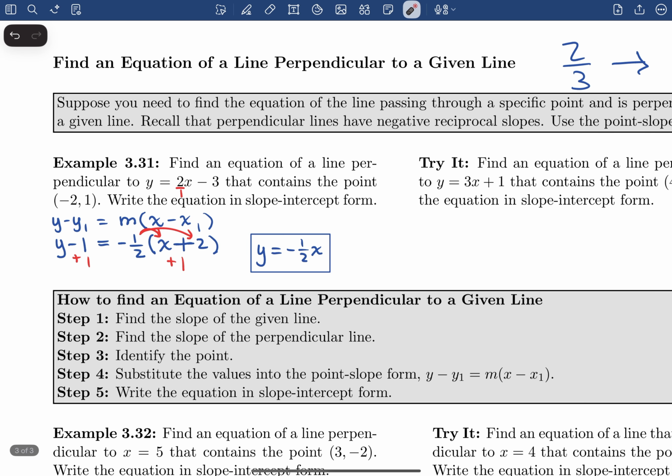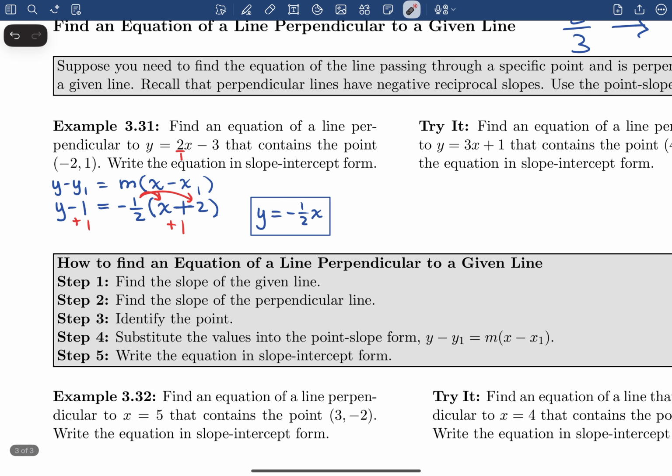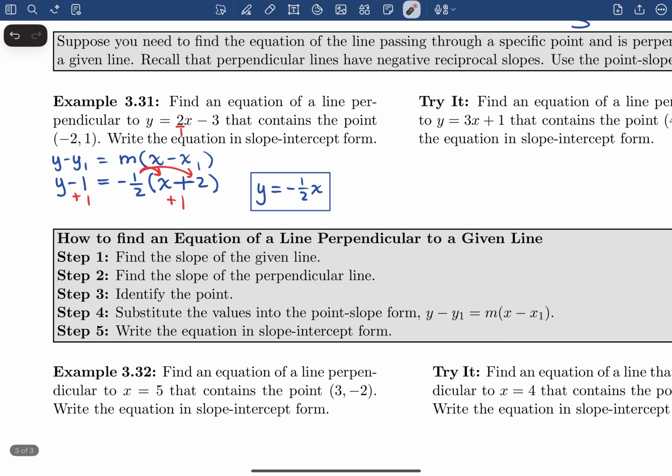Okay. Now, this is that how-to step process, right? What did we just do? Well, we found the slope of a given line. Then we find the slope of the perpendicular line. Then we identify the point. Then we substitute the slope and point values into point-slope form of a line. And then we write the equation in slope-intercept form. All right, so this is that process that we're using.